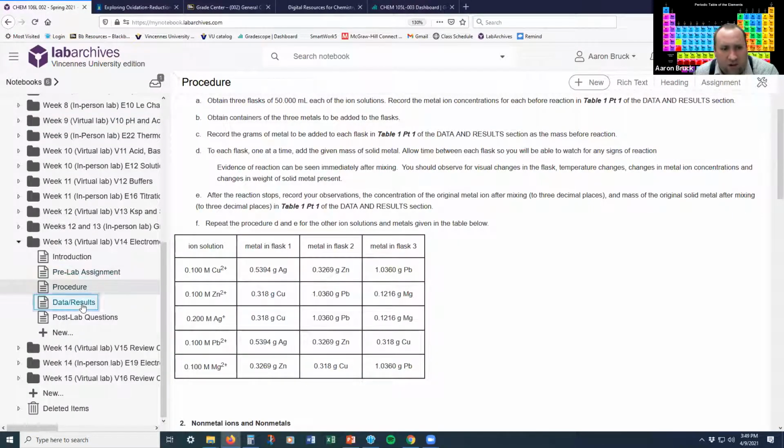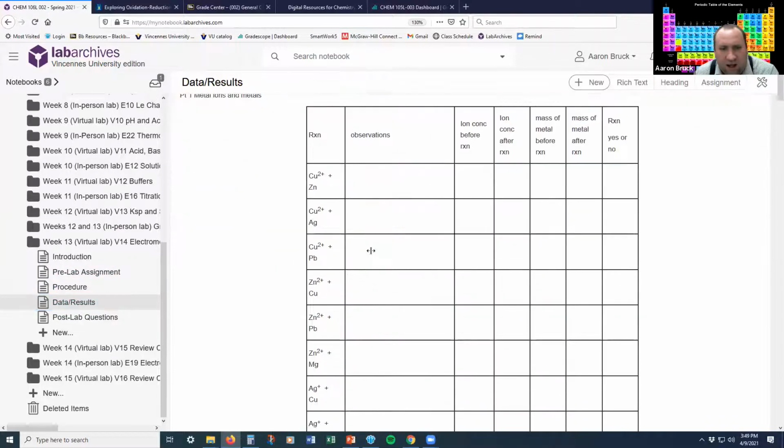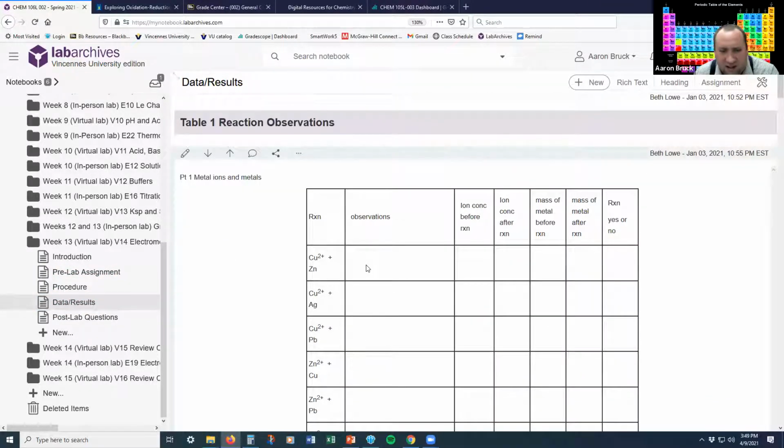So in terms of my data, I would write down these things that I saw. And based upon whether or not I saw anything change, I determine whether or not a chemical reaction occurred. So in the case of the copper and the silver, it doesn't look like a whole lot happened there.